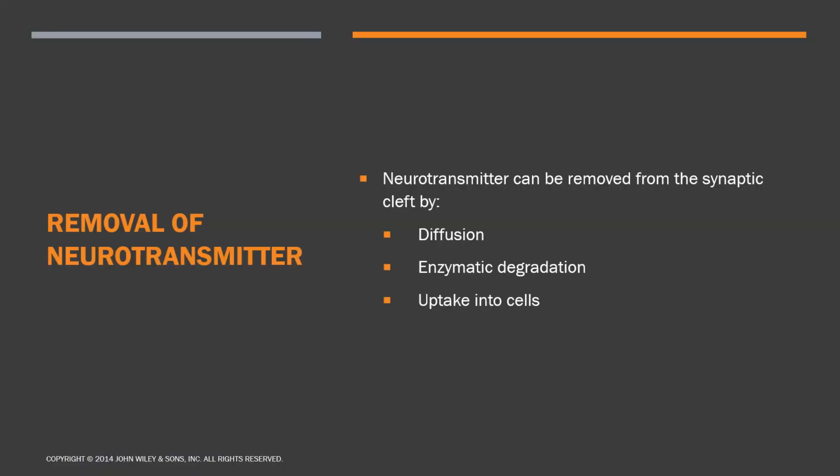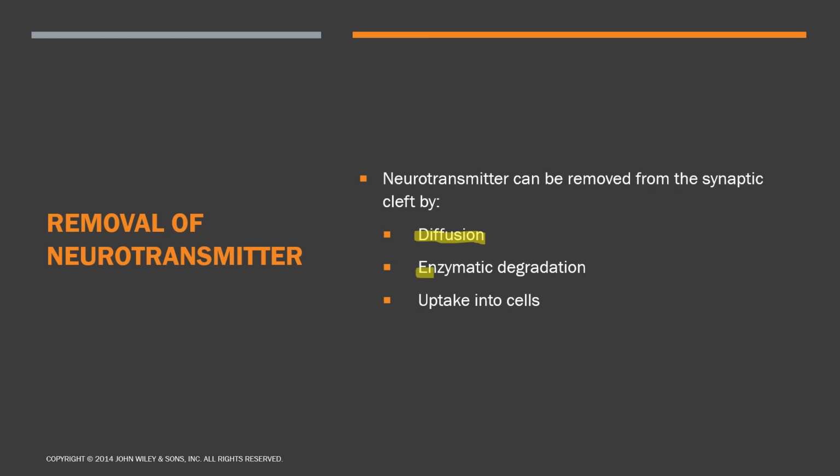Removal of the neurotransmitter from the synaptic cleft is really important for normal synaptic function. If the neurotransmitter could linger and stick around in the synaptic cleft, it would influence the postsynaptic neuron or muscle fiber or gland indefinitely. So neurotransmitters are removed in one of three ways. The first one is diffusion. Some of the neurotransmitter molecules just diffuse away from the synaptic cleft. They just leave. And once it's out of reach of its receptors, it can no longer exert any effect.